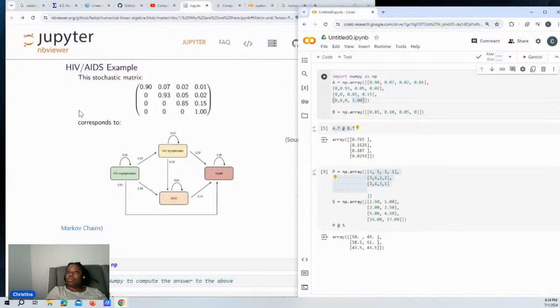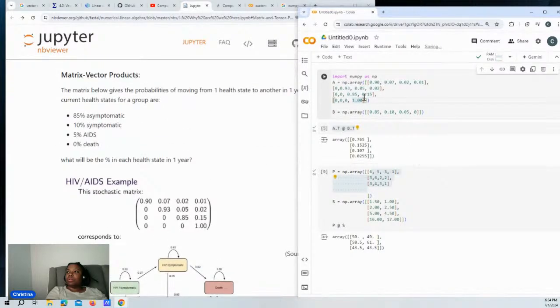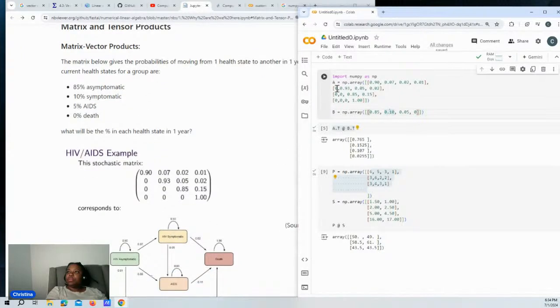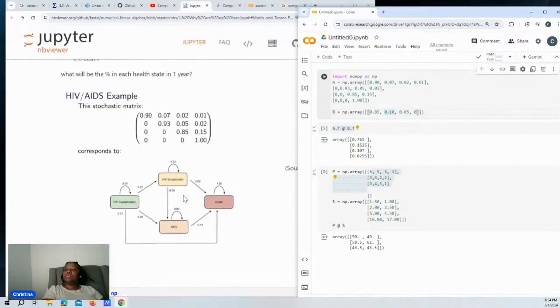Wait, hold on, this is wrong. I'm doing the math wrong again. So this is symptomatic. And then symptomatic is this one, which is 0.10 times 0.93. But I didn't get 0.093. 15.25.